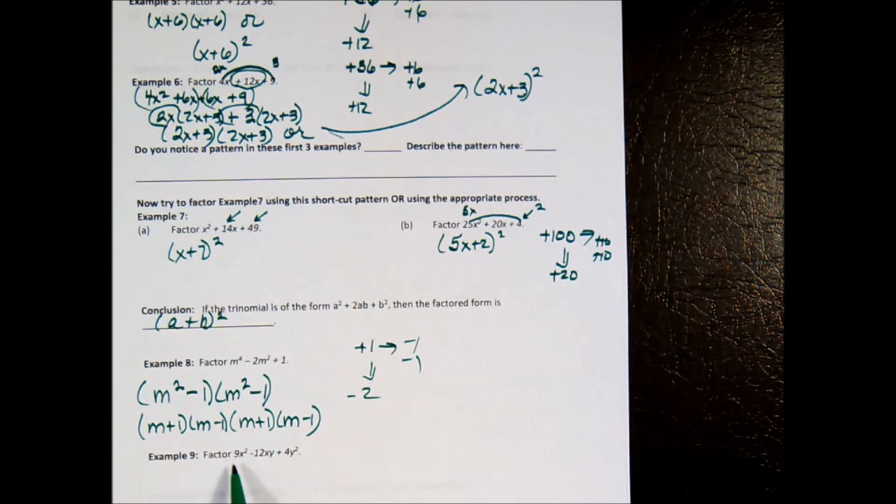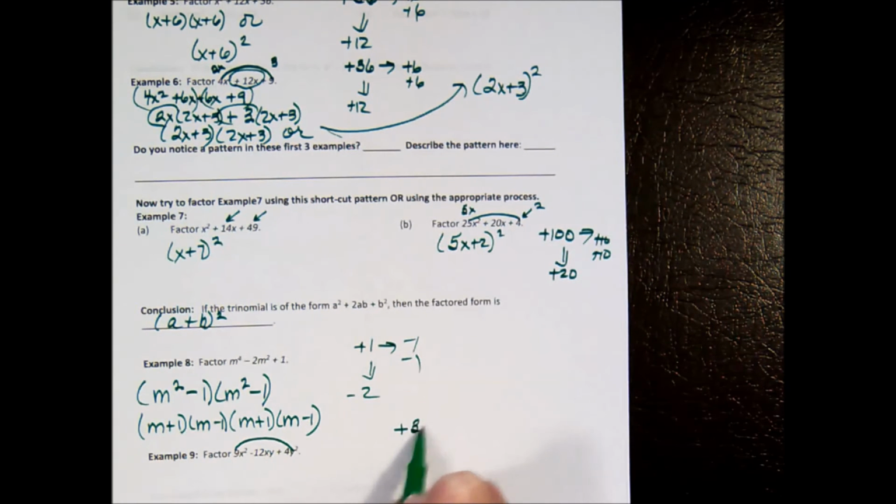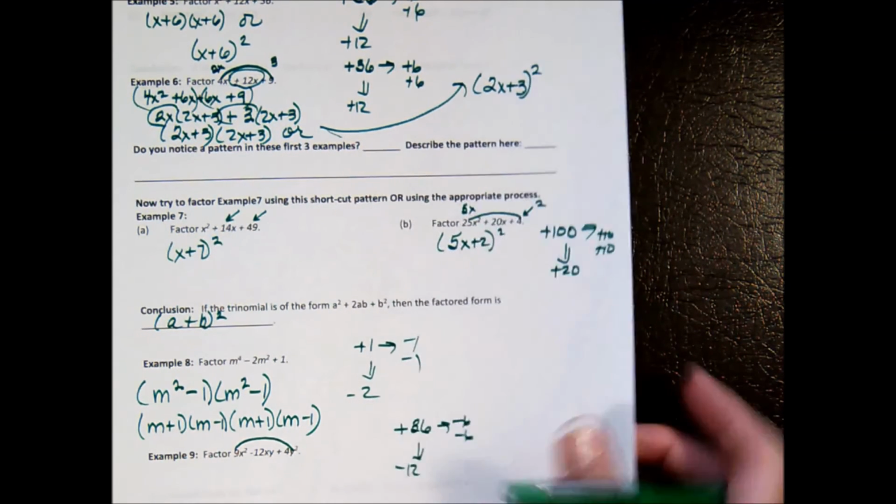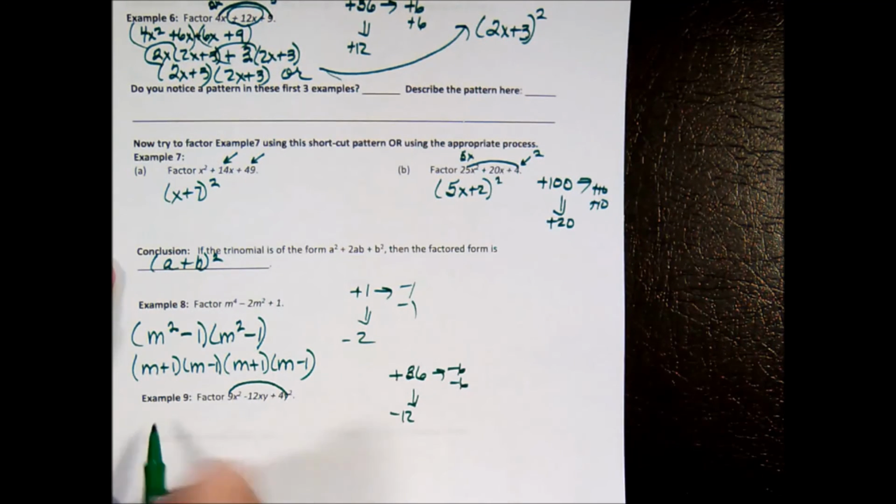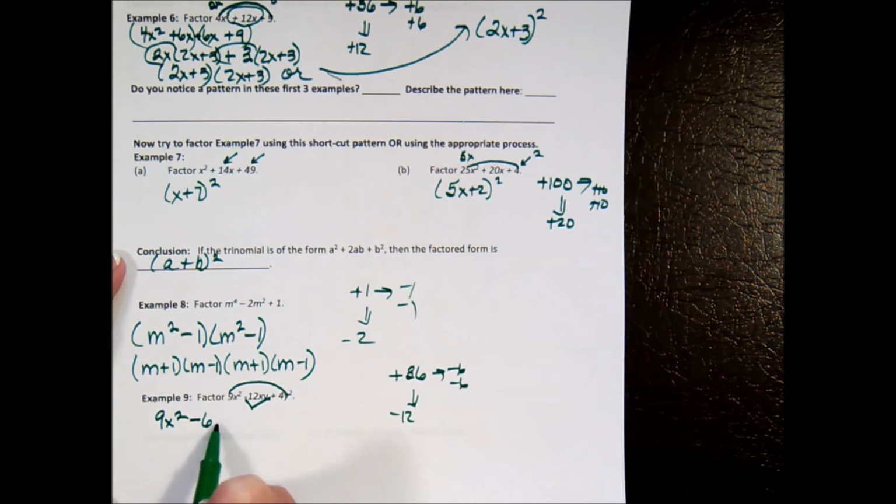On this one, 9x squared minus 12xy plus 4y squared, that process is a long process. So I say 9 times positive 4 is positive 36. I need factors that add up to negative 12, negative 6, and negative 6. And so now we are going to break down this into these two pieces, negative 6xy minus 6xy plus 4y squared. 1, 2, 3, 4, so we know to group.